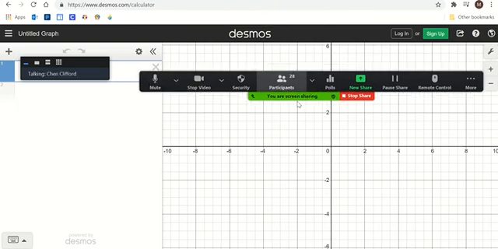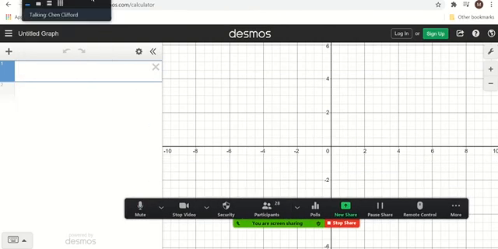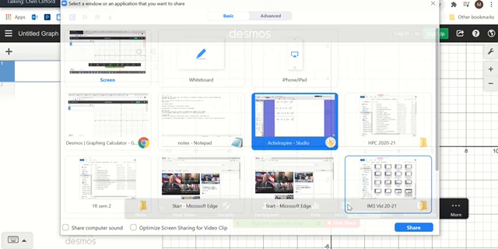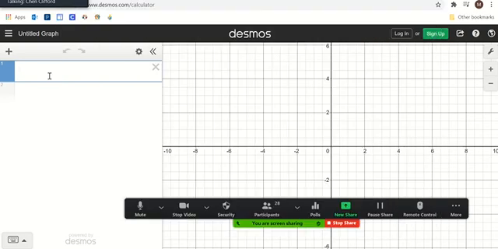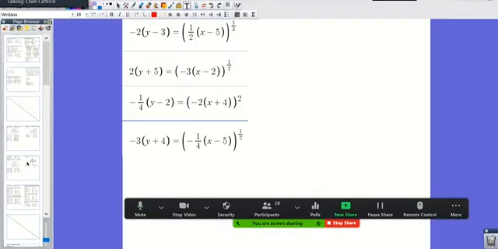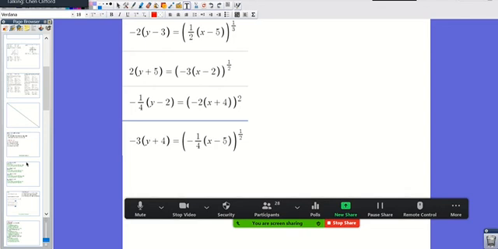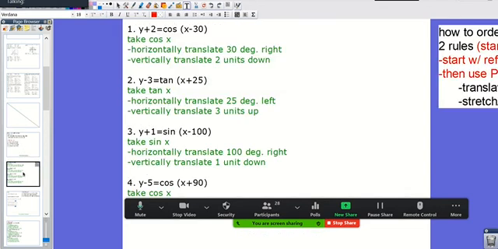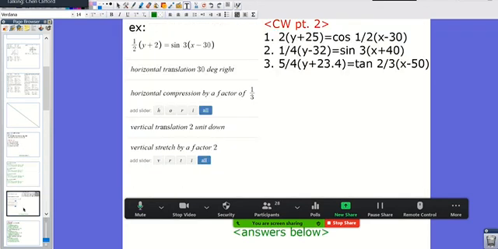Okay, now let's go ahead. I want you to look at this screen right here. I want to talk about reflections real quick. So I'm literally going to copy and paste one of the problems that we did on Friday into Desmos.